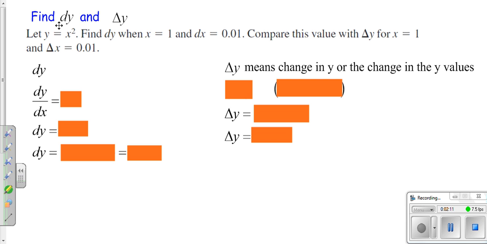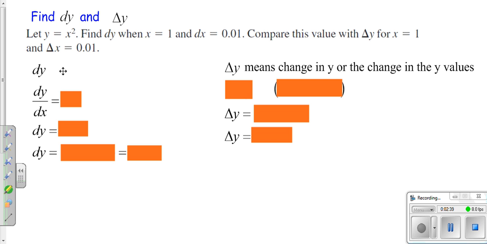Well, sometimes you're looking for your differential, but you're also looking for the actual change in your y value. Here we have our function. We're looking for our differential when x is 1 and our delta x, or dx, is 0.01. We want to go ahead and compare our differential with our delta y.